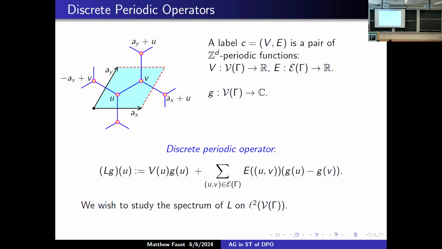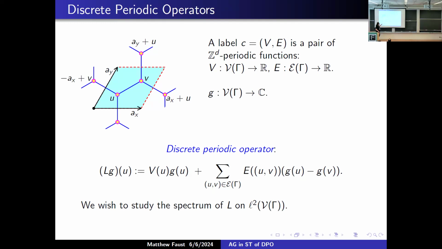The main object we want to study is known as a discrete periodic operator. In order to define this, I first need a pair of functions, which is referred to as a label. It's made up of two Z^d periodic functions, one that sends our vertices to real values and one that sends our edges to real values. The first function V is usually referred to as a potential, and E is referred to as an edge weight function or an edge labeling. Let g denote some function on our vertices.